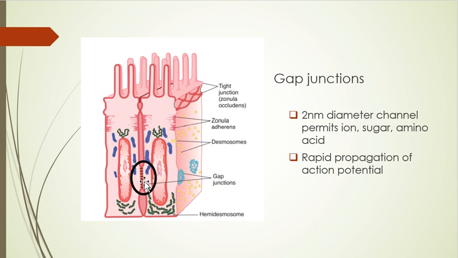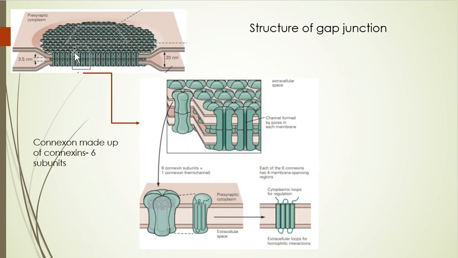Because the gap junctions allow rapid propagation of the action potential, and rapid propagation of ions and solutes, so that the electrical activity suddenly propagates all over the myocardium, and the whole ventricle contracts together. And that's why this is very important. Gap junctions have a channel around 2 nanometers wide, and it permits ions, sugars and amino acids. If we see the structure of gap junctions, this is the plate.